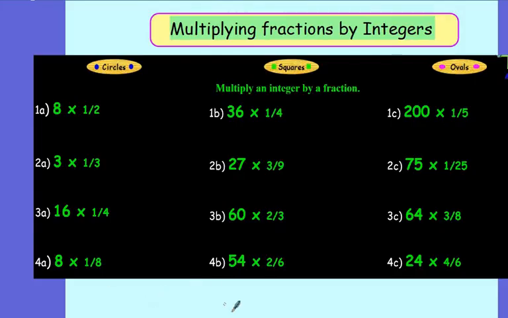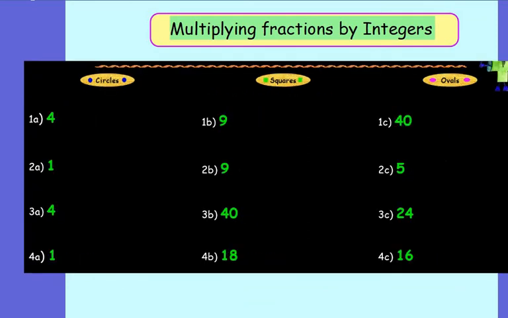Finally, if you fancy a challenge, pause the video for 5 to 10 minutes, have a go at these questions for me. Slightly easier are the circles, middle ones are the squares, real challenge are the ovals. Pause the video and have a go at those now, please. And these are the answers I was looking for.